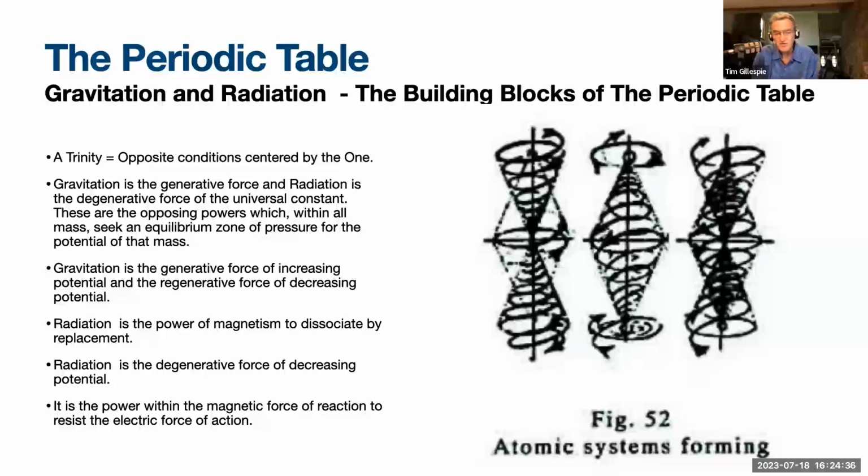Gravitation is a generative force. It's trying to assemble the entire universe into one solid clump. Radiation is the power of magnetism to disassociate by replacement. Radiation is trying to radiate the universe to the far corners. And those are the two powers that are in constant opposition with each other in order to form the periodic table. And with that, let's take a look and see what makes up an octave.